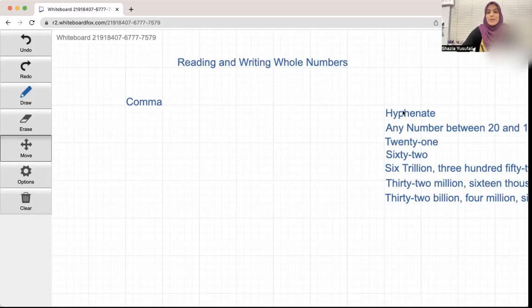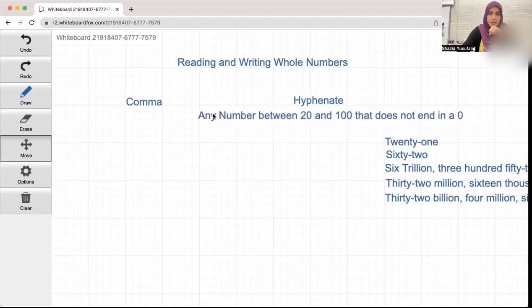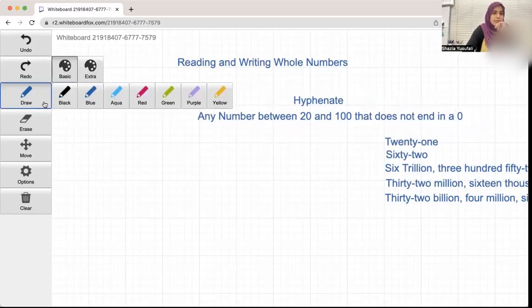The second thing you have to keep in mind is to hyphenate. Now, what do you mean by hyphenating? Any number between 20 and 100 that does not end in a 0 needs to be hyphenated. So if I were to write the number, I'm going to go ahead and use the color red.